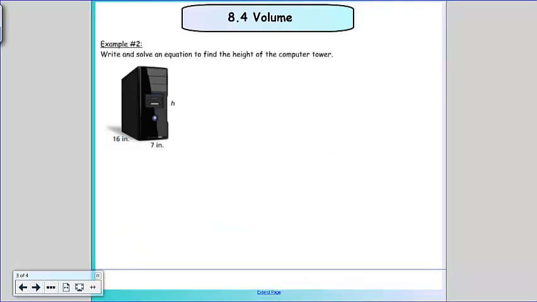Example 2 is another rectangular prism. This one says write and solve an equation to find the height of the computer tower. So in this problem, we have the length, we have the width, we're missing one of the dimensions, we're missing the height, but we're given the volume. The volume in the picture is 1,792 inches cubed. So I'm going to still start with my formula, always start with the formula.